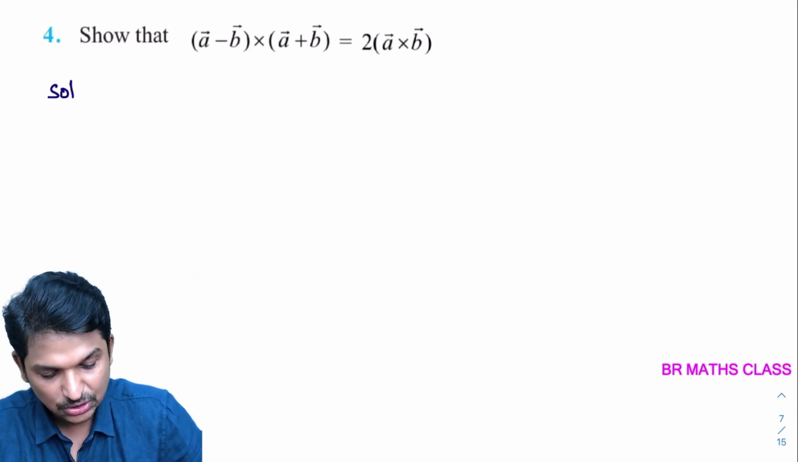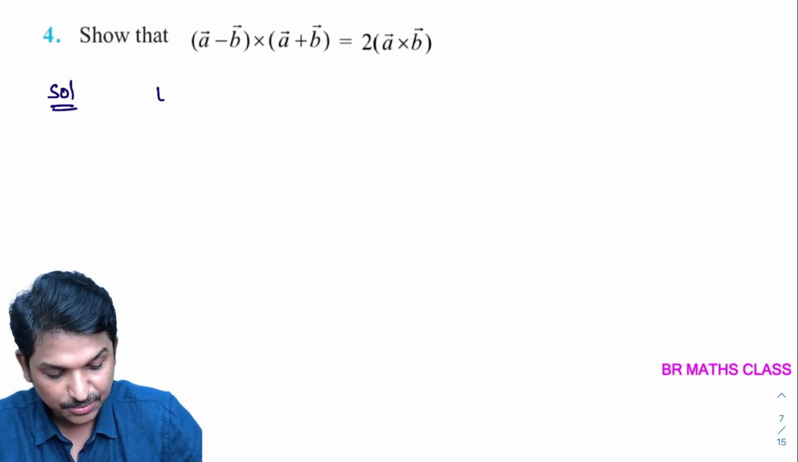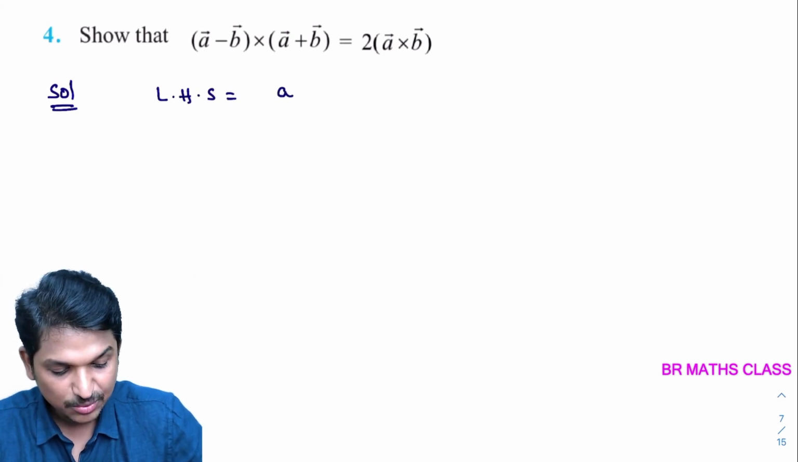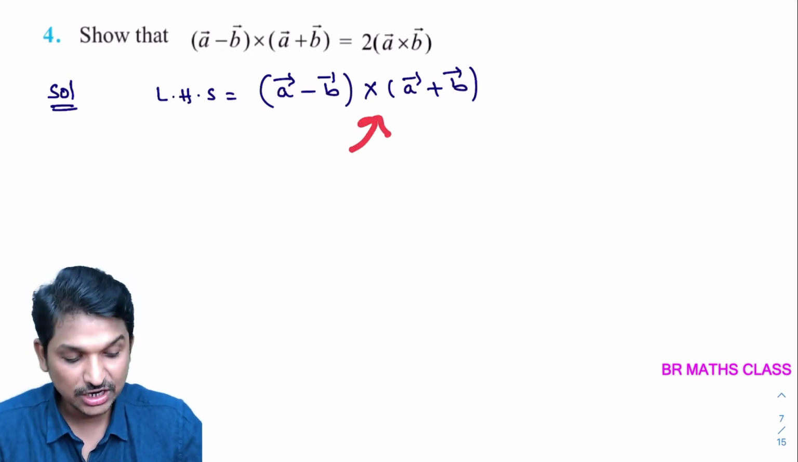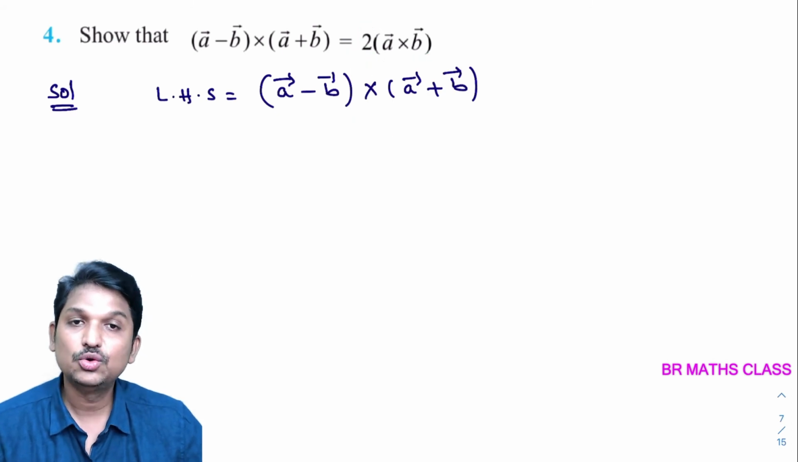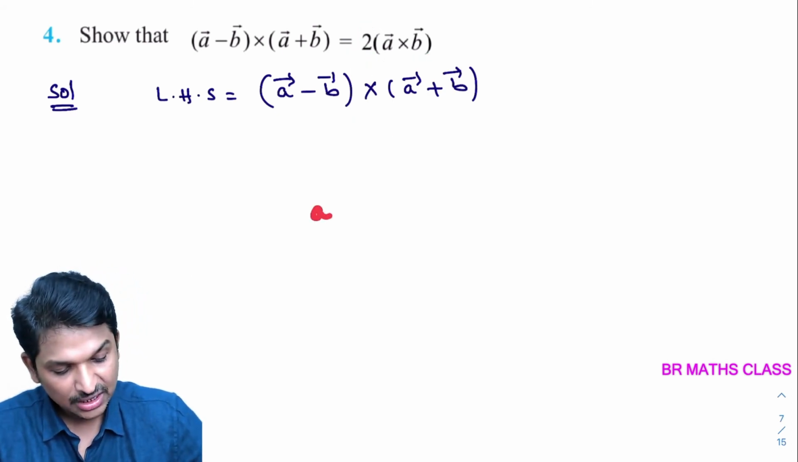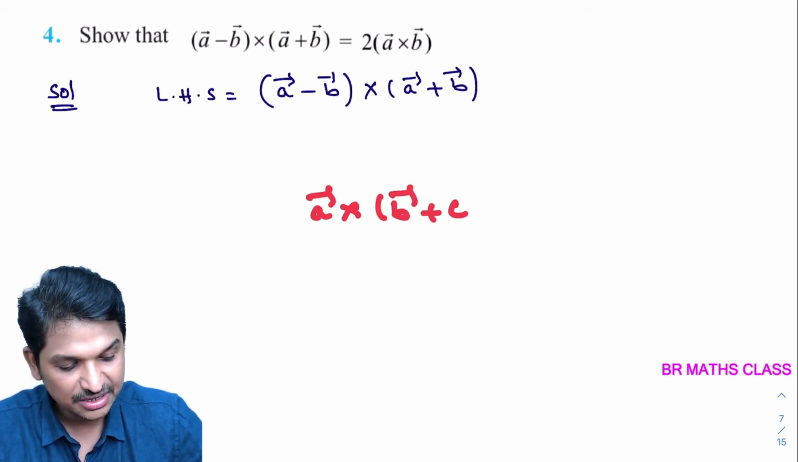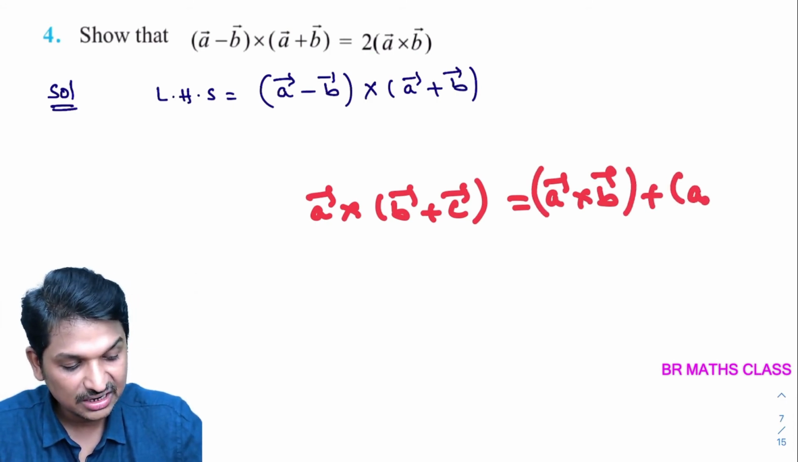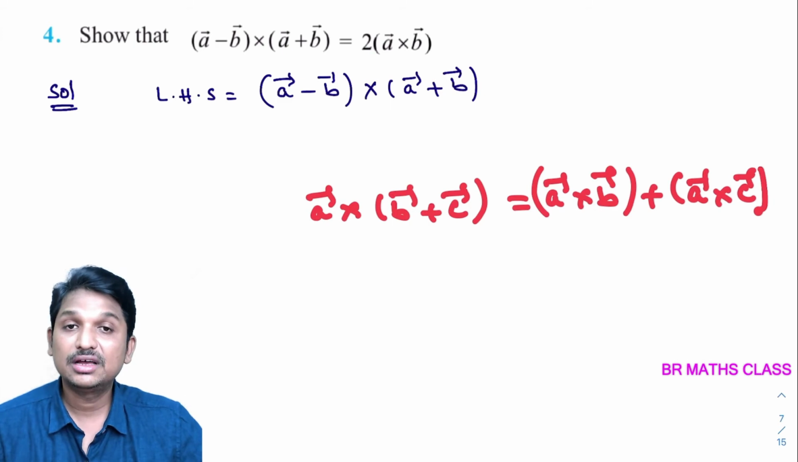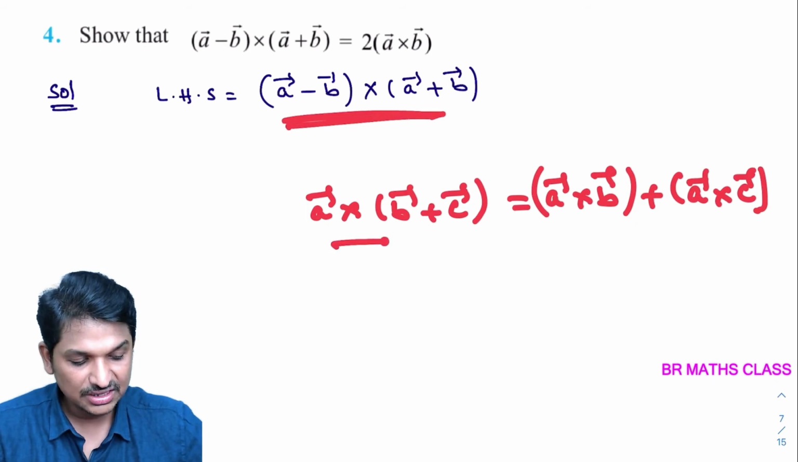So I'll take the left hand side part, LHS. What is the LHS here? A bar minus B bar cross A bar plus B bar. After simplifying this, I need to get 2 times A bar cross B bar. Actually we have one formula: A bar cross B bar plus C bar equals A bar cross B bar plus A bar cross C bar. This is the formula from the first 14 formulas we learned.